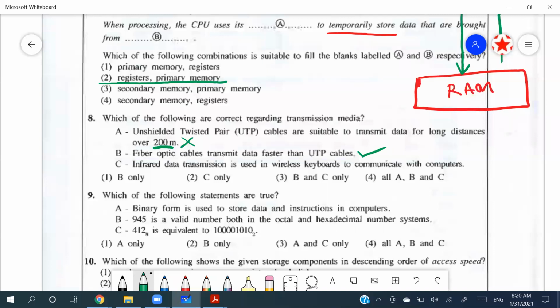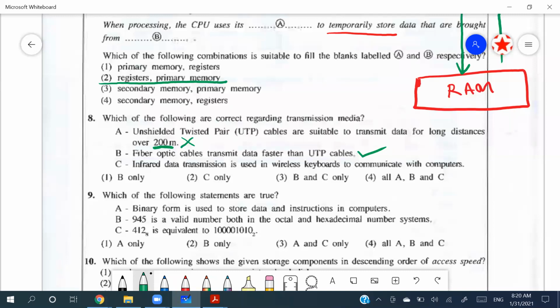Infrared data transmission is used in wireless keyboards to communicate with computers. Now, this is very rare. Rare means we haven't heard about it, we haven't experienced it. But there are infrared keyboards and mice, especially the keyboards. For PlayStation games, most of the time it's the infrared keyboards that they are using.